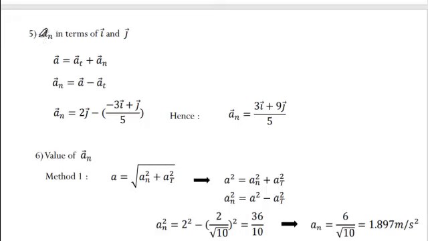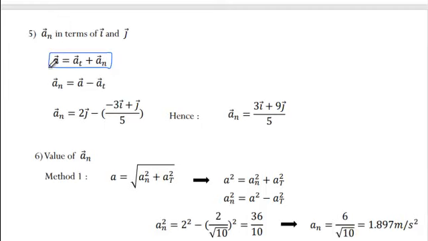Now in part 5 the question is to find AN in terms of I and J. So we use the relation A vector equals AT vector plus AN vector. Why? Because it wants a vector and not a value. So I don't use A equals radical of AN square plus AT square, because we want the vector here. Then in this case AN vector equals A vector minus AT vector. The A vector we already found, and the AT vector we found at t equals 0.5 second. So we say AN vector at t equals 0.5 second. This is its answer in terms of I and J.